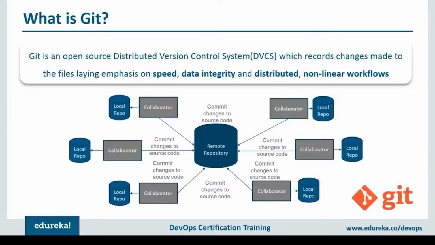Well, Git is an open source distributed version control system which records changes made to the files, laying emphasis on speed, data integrity, distributed, and non-linear workflows. So Git is the tool that you require to perform all these operations, and don't worry, I'll be telling you all about how to perform this operation using Git later in this tutorial. For now, just think of Git as the tool that you actually need to do all kinds of version control.